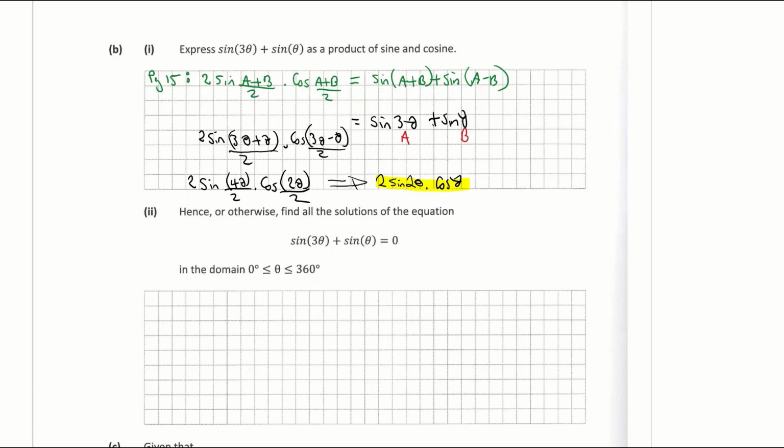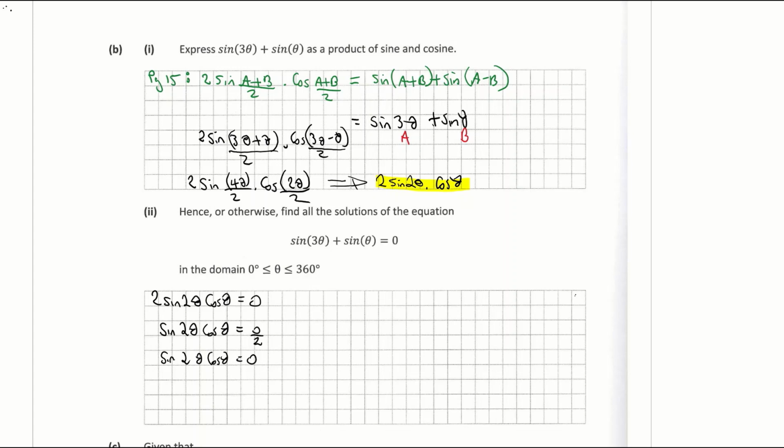The next part, part 2. So part 2, hence or otherwise, find all of the solutions to this particular equation in the domain from 0 to 360. So what I'm going to do here is take my equation, and we've rewritten it as, from part 1, 2 sine 2 theta times cos theta. And I'm letting that equal 0. I'm just going to divide across by 2, so I get sine 2 theta times cos theta is equal to 0 over 2, which is 0.